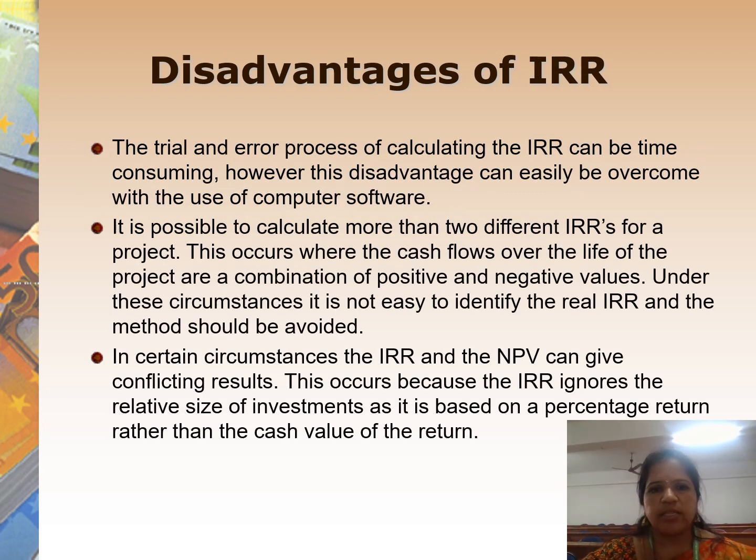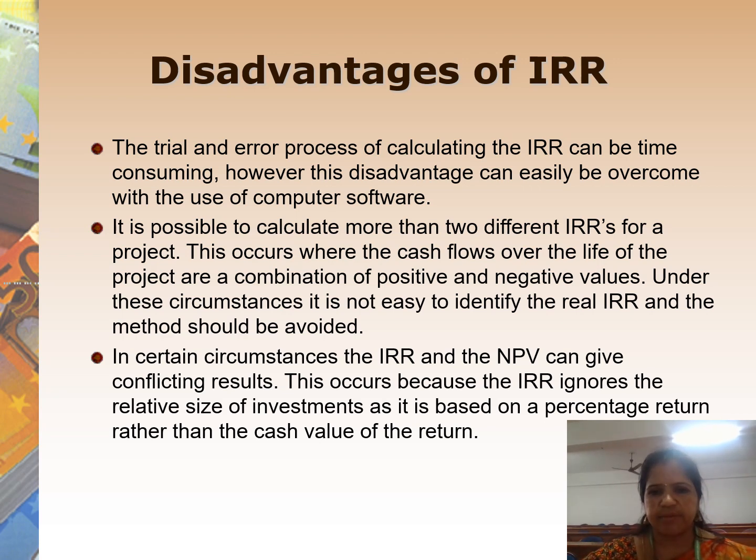Disadvantages of IRR. The trial and error process of calculating the IRR can be time consuming. However, this disadvantage can easily be overcome with the use of computer software. It is possible to calculate more than one IRR for a project. This occurs where the cash flows over the life of the project are a combination of positive and negative values. Under this circumstance, it is not easy to identify the real IRR and the method should be avoided.